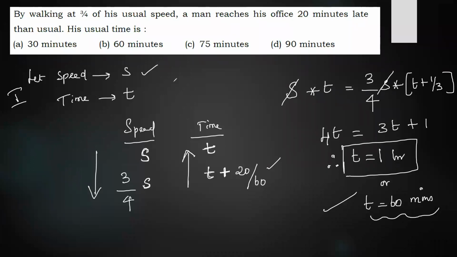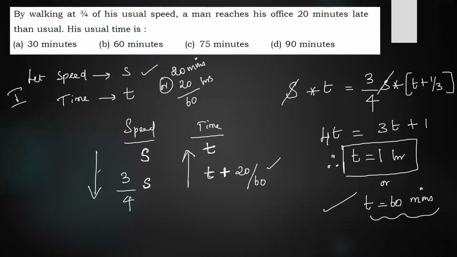Actually, they have given only 20 minutes. I am converting to hours, so I divide by 60 to make it hours. They have given 20 minutes, so convert minutes to hours. I'm dividing by 60. Okay.